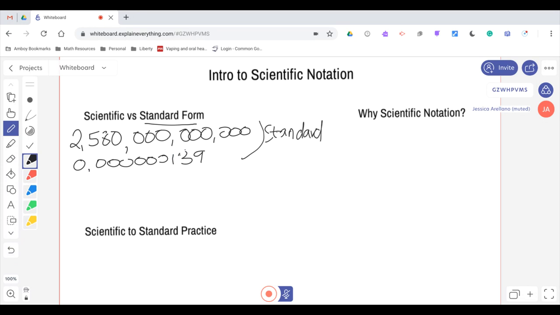Okay, and scientific form takes that and makes it a little smaller. So they would have something like 2.58, and they always have that times 10 to some exponent, or 1.39 times 10. They can have negative exponents as well.